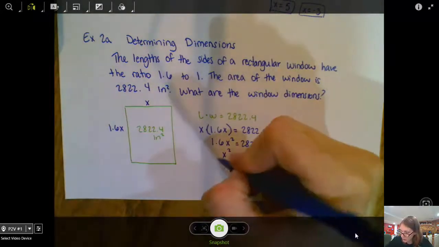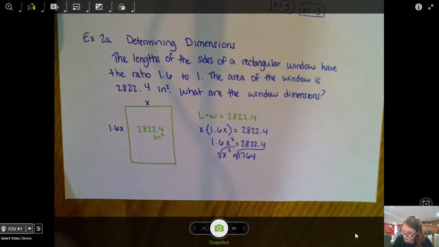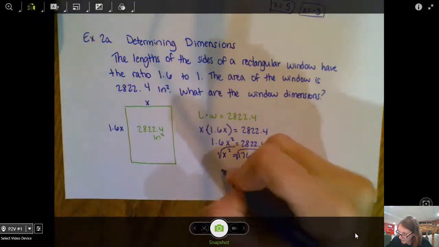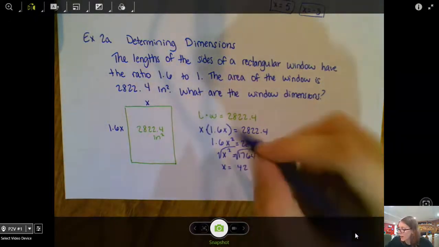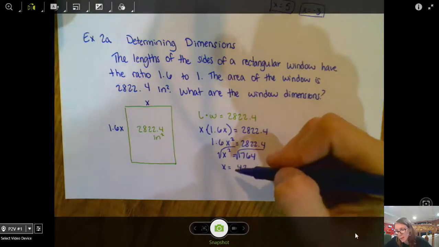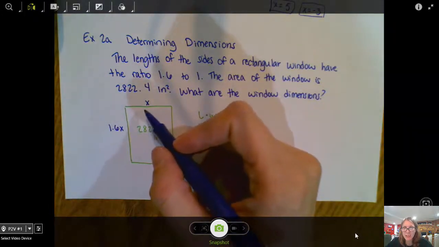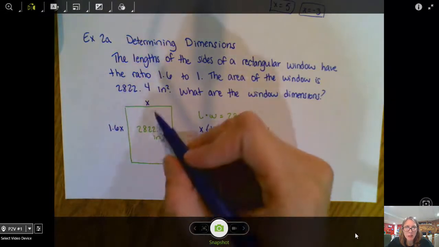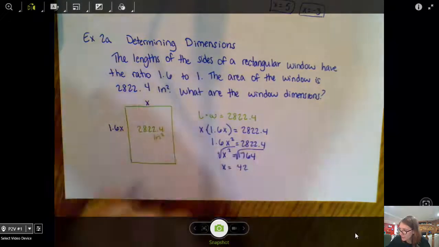Now to get x by itself, we square root both sides. And that gives me x is 42. Now, anytime we take the square root, we should have plus or minus here. But keep in mind what our situation represents. It's telling us the length of this window. We can't have a window that's negative 42 inches long. So it's really just the positive that we care about. So x is 42.